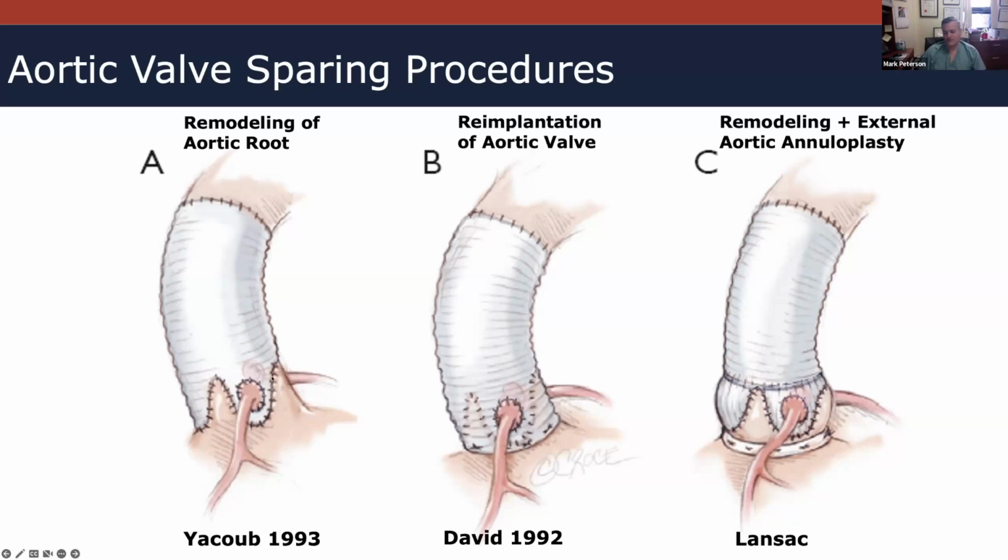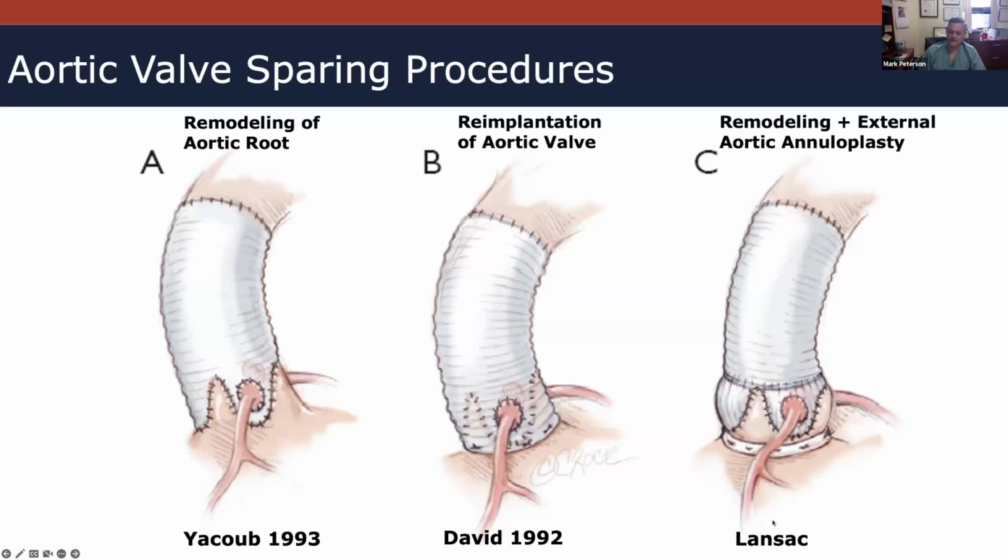People who do the Yacoub say, well, you're not freezing the aortic valve within a non-compliant graft, and therefore it allows the aortic root to have that normal physiologic pulsatile expansion, and it's a more physiologic operation. While that may be true, I'm not sure it actually makes a difference, but the Yacoub is a simpler and faster operation to do, whereas the David takes longer.